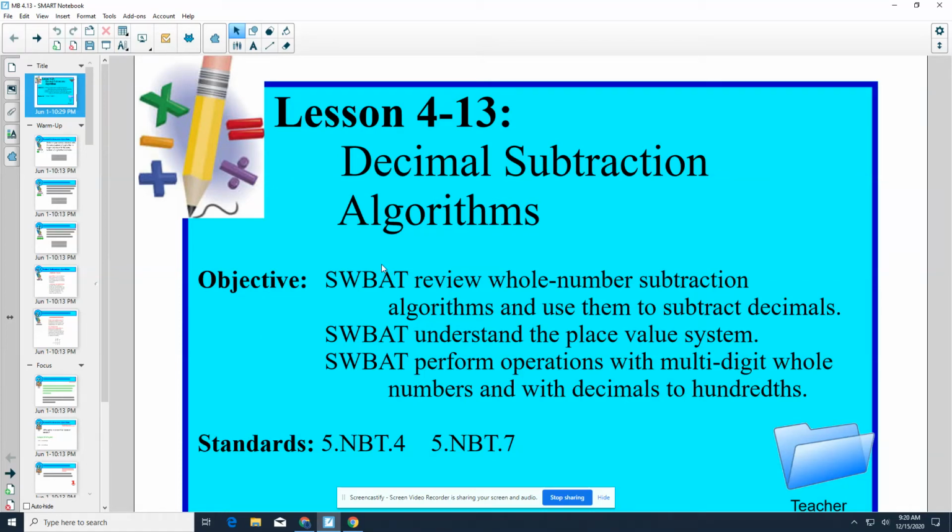Okay, last lesson in 4.12, we worked on decimal addition algorithms. Today we're going to work with decimal subtraction algorithms. And so our objectives are to be able to review whole number subtraction algorithms and use them to subtract decimals, to understand the place value system, and perform operations with multi-digit whole numbers and with decimals to the hundredths.